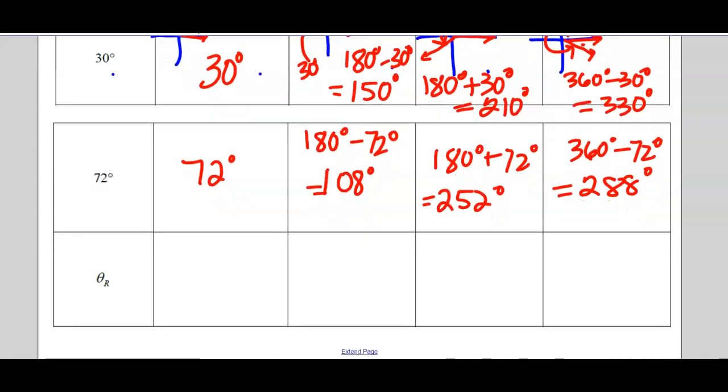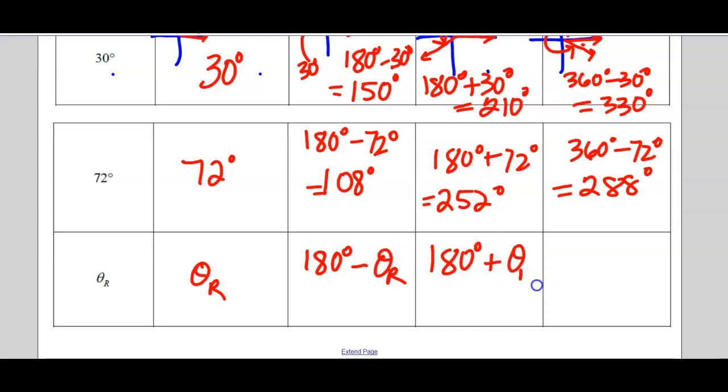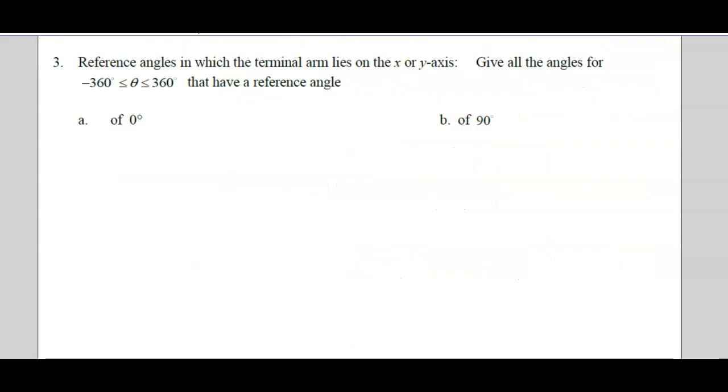And so in general, what were we doing each time there? The standard position angle is the same as the reference angle if it's in the first quadrant. In the second quadrant, it's 180 minus the reference angle. In the third quadrant, it's 180 plus the reference angle. And in the fourth quadrant, it's 360 minus the reference angle. Okay, so that's a summary of reference angle and standard position.